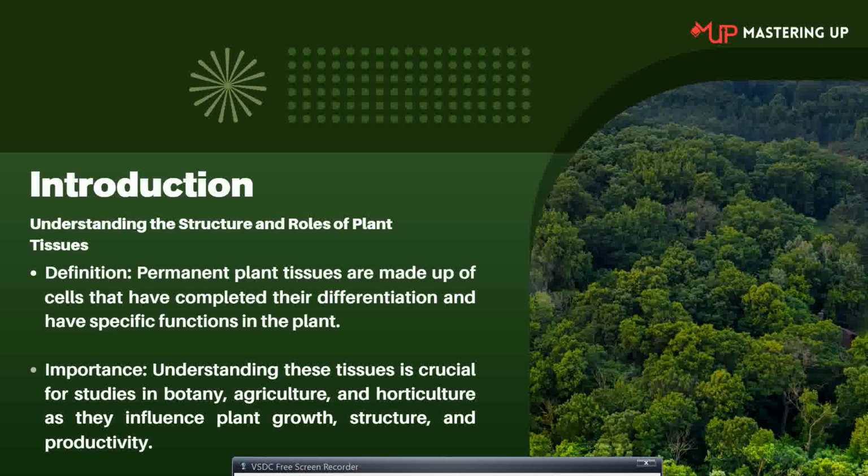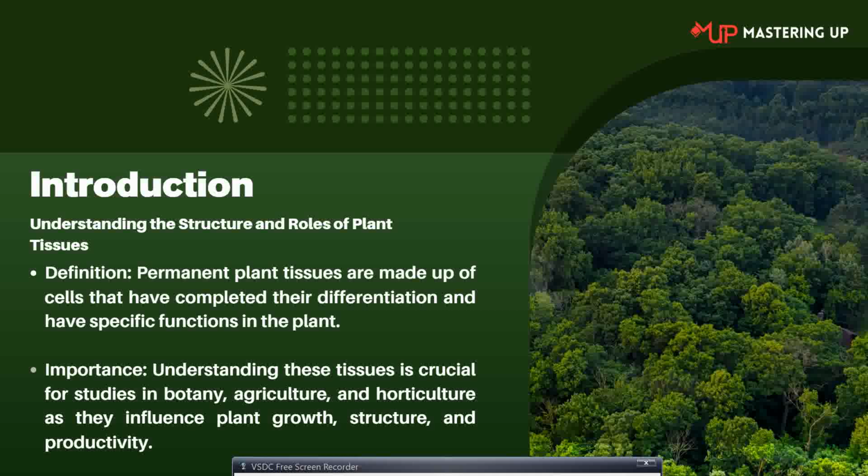Its definition is: permanent plant tissues are made up of cells that have completed their differentiation and have specific functions in the plant. The meristematic tissue helps in growth, and the permanent tissue forms after the plant has completed its growth. So they have specific, separate functions.